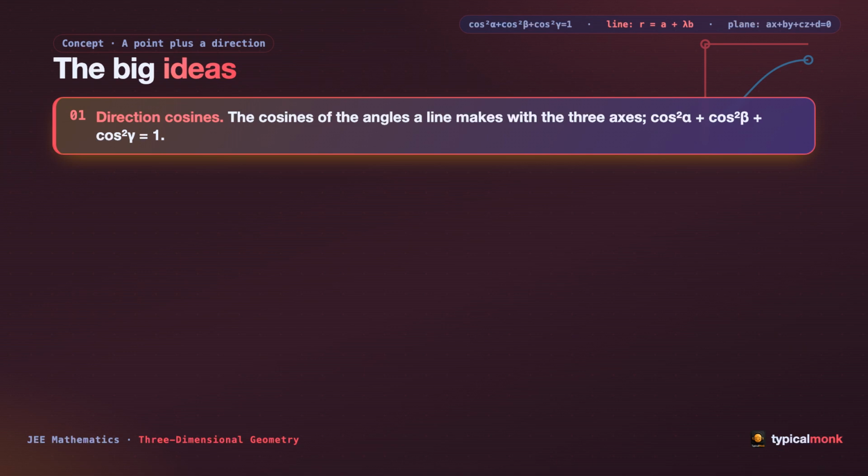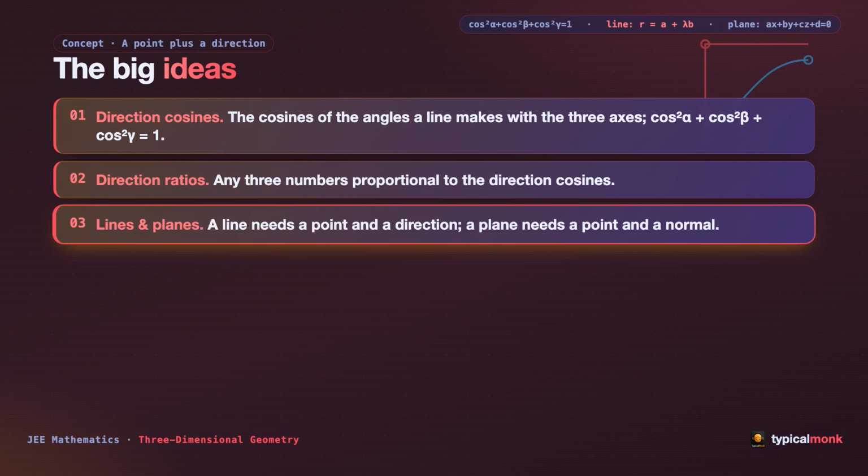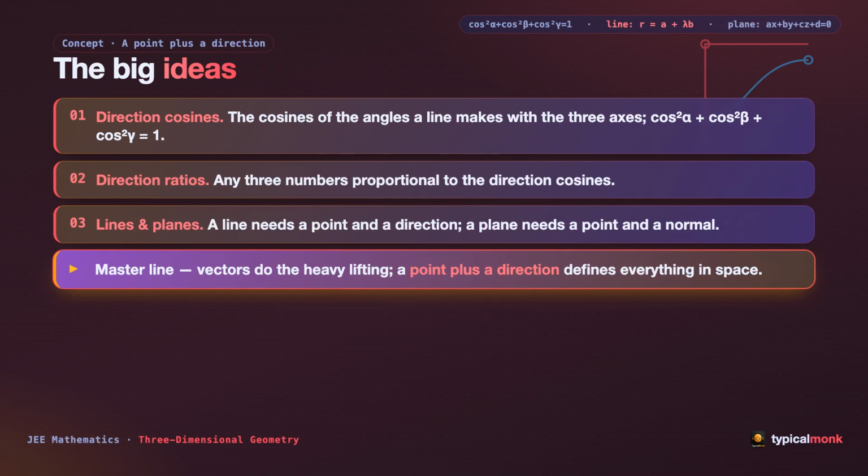Direction cosines. The cosines of the angles a line makes with the three axes, and cosine squared alpha plus cosine squared beta plus cosine squared gamma equals 1. Direction ratios. Any three numbers proportional to the direction cosines. Lines and planes. A line needs a point and a direction. A plane needs a point and a normal. Vectors do the heavy lifting. A point plus a direction defines everything in space.